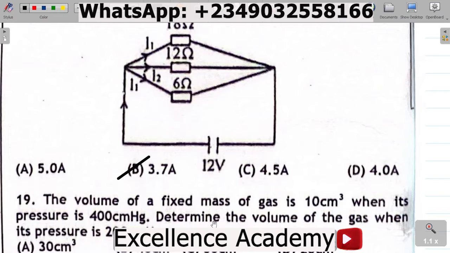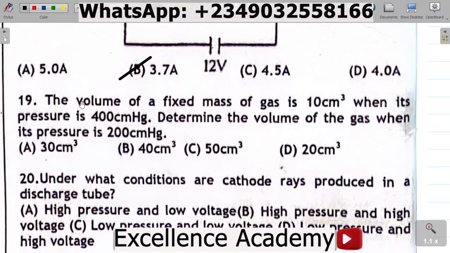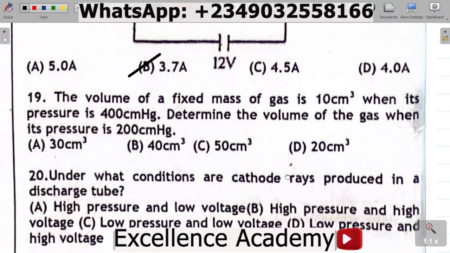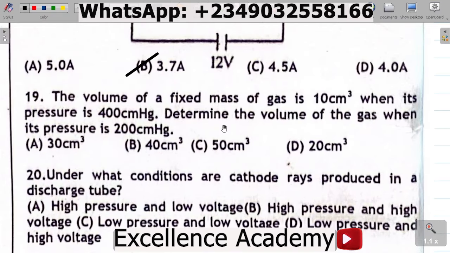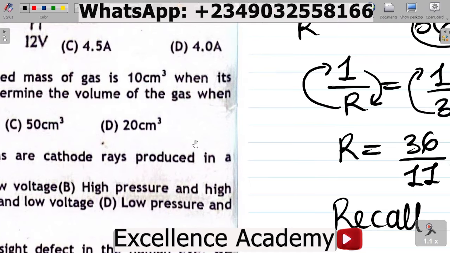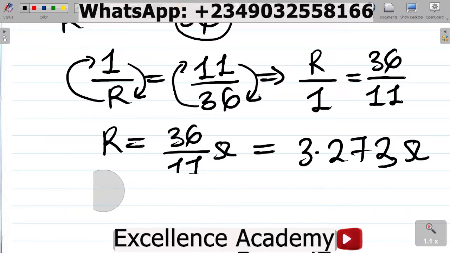You have this. Question number 19. The volume of a fixed mass of gas is 10 cm cube when its pressure is 40 cmHg. Find the volume of the gas when its pressure is 200 cmHg, which is centimeter mercury. Now, how do we solve this question here? To solve question number 19, we need to recall Boyle's law, right? So I'll take this off and let's solve this using Boyle's law.